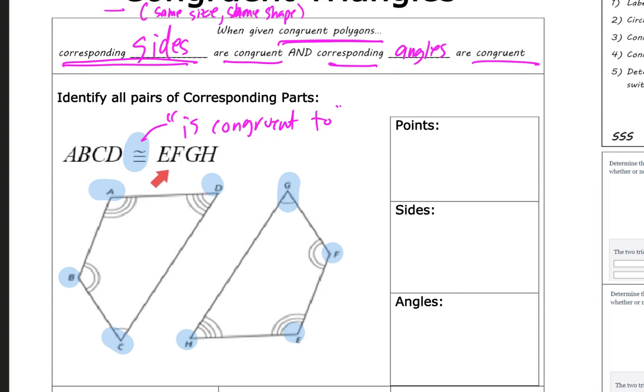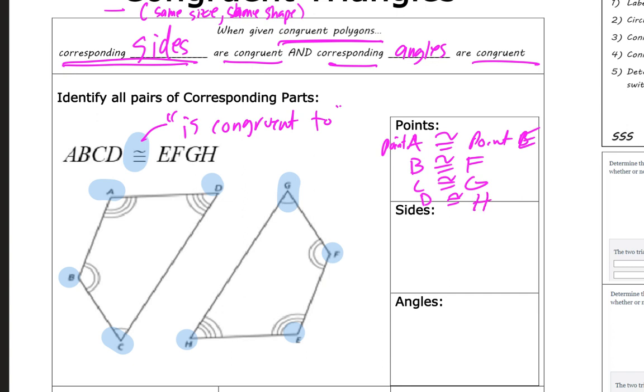Okay, so what points correspond? A corresponds with E because it's the first letter, right? And then B, since B is the second one, corresponds with F. And then C corresponds with G, because that's the third one. And then D, since D is the fourth one, is going to correspond with H. That's the fourth one.